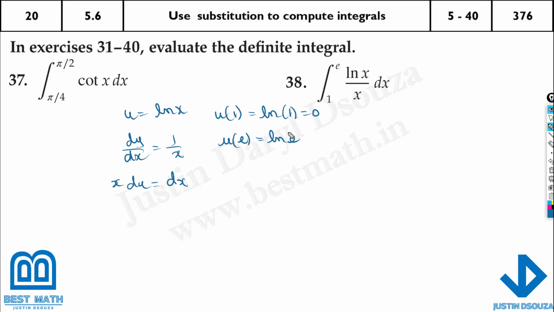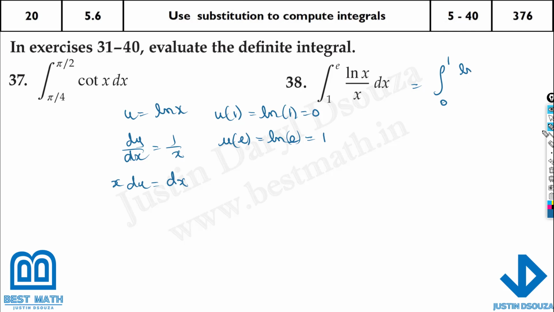So this is ln e. What is natural logarithm of e? It is 1. Why? Because they're inverse of each other. They cancel off. It's 1. So it's 0 to 1, the limits. So here the limits turn out to be 0 and 1. The lower limit, when we apply 1, it's 0. When you apply e, it is 1.